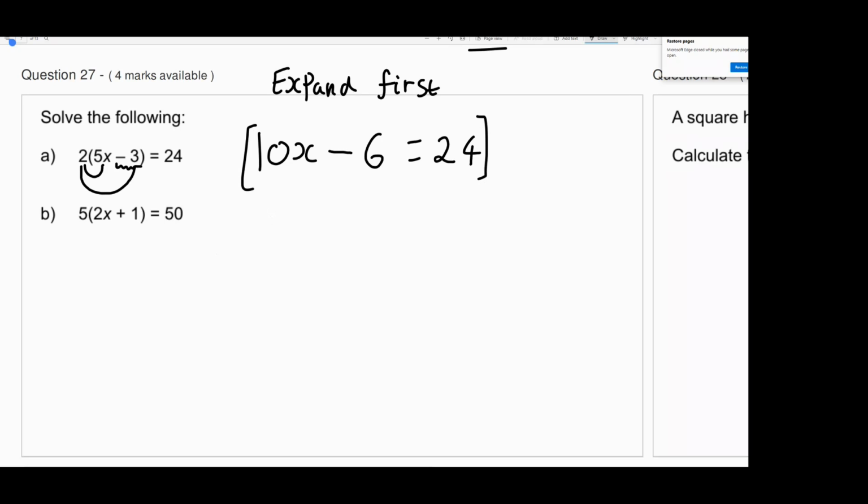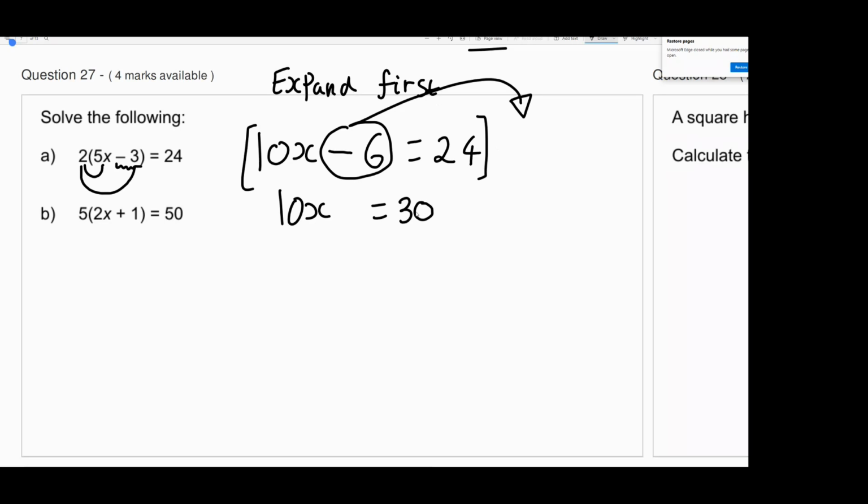So what we'd have to do first would be to get rid of this minus 6. So you'd have to take that over. So if we took the minus 6 over, what would that become? It's going to become plus 6. Brilliant. So we get 10x equals 24 plus 6, which is 30.